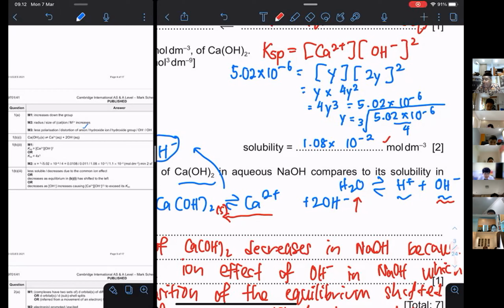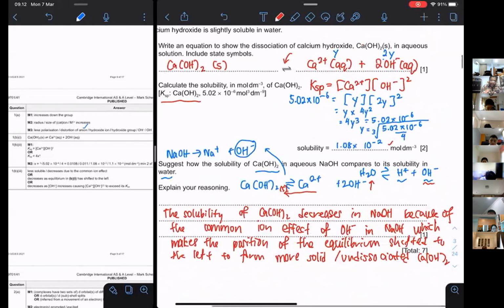Okay, there is a different way of asking the question. Yeah, so if they ask you to predict what will happen to the solubility in the form of a number, or suggest a number, the value that you might be able to suggest is maybe 1.08 times 10 negative 3, times 10 negative 4, times 10 negative 5, or in general less than 1.08 times 10 negative 2. Yeah, if they ask you in that way, and you need to explain, yeah. So there is no need to explain between water and sodium hydroxide.